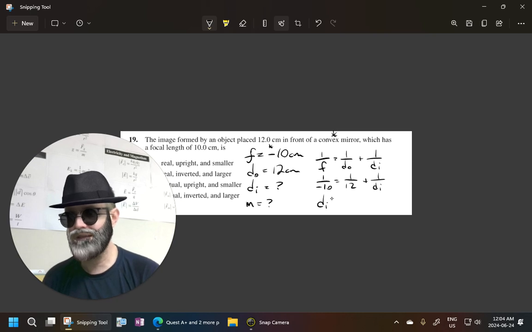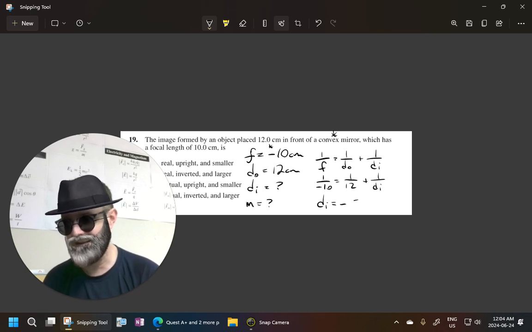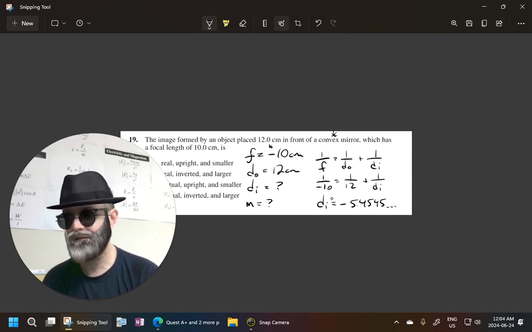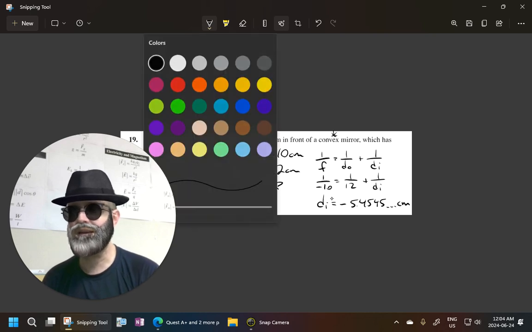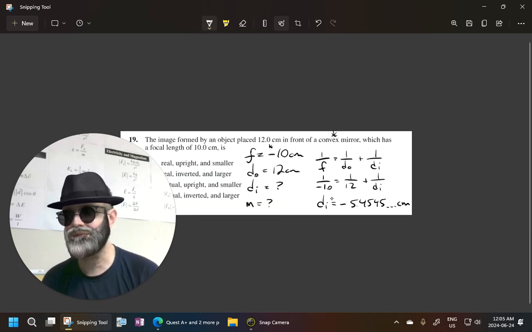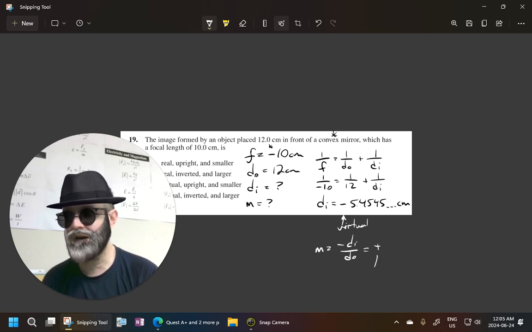So I'm going to get DI. I'm not going to go through all the steps here, but remember to do that 1 over stuff. I get a DI of negative 5.4545 or so, just keeps on repeating, centimeters. Then, because the negative right now tells me it's virtual, I'm going to get my M, negative DI over DO. Two negatives make this a positive, so this tells me that this is upright.